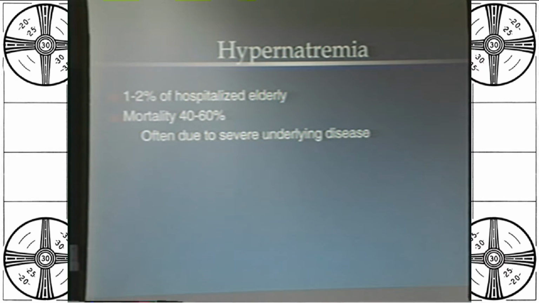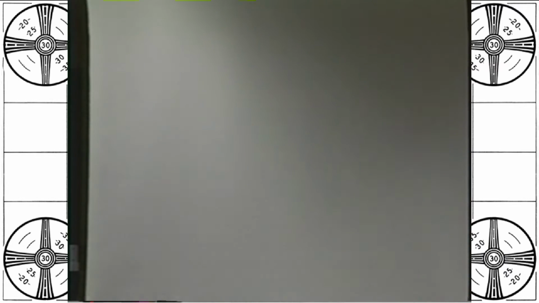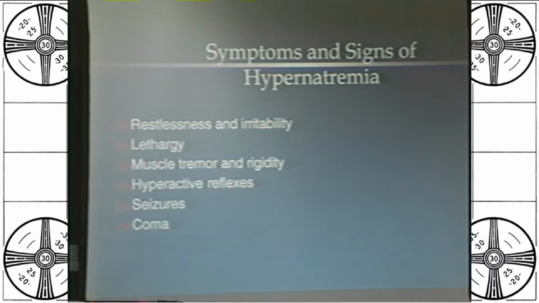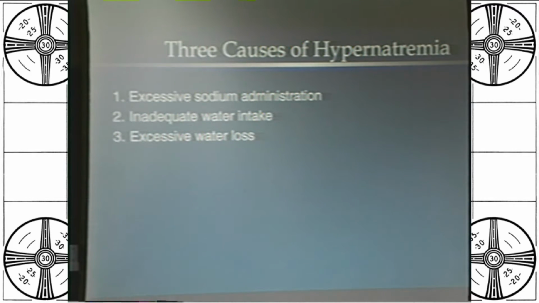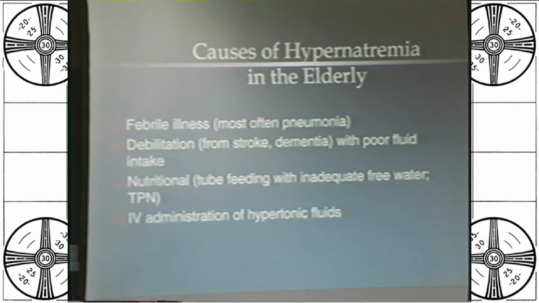Hypernatremia is a little less common. It occurs in 1 to 2% of hospitalized elderly. It has a higher mortality than hyponatremia, mainly because most of these patients have severe underlying illnesses. The symptoms and signs are restlessness, irritability, followed by lethargy, muscle tremors, hyperactive reflexes, and then seizures or coma. Basically, you can iatrogenically give the person too much sodium and make them hypernatremic, or else they have inadequate water intake and/or excess water loss. Those are the ways you can get it.